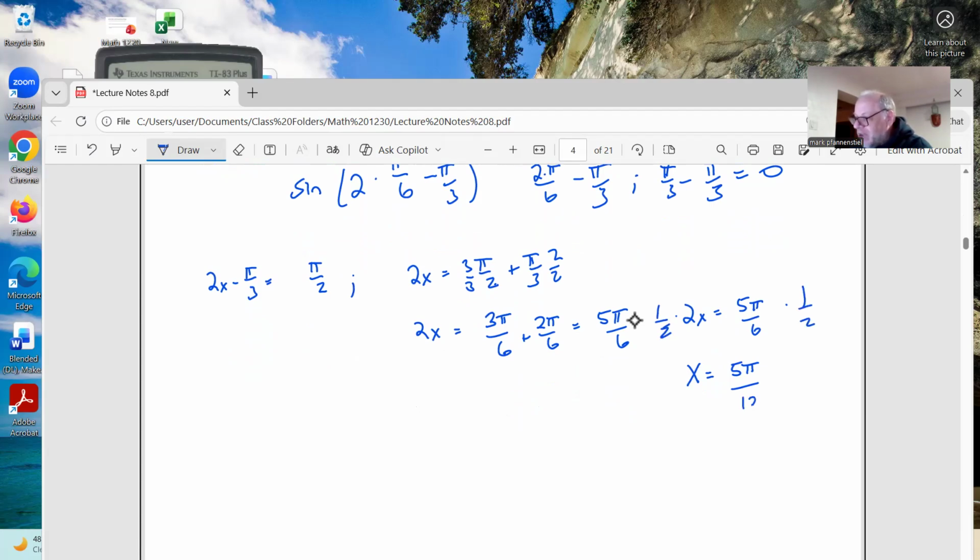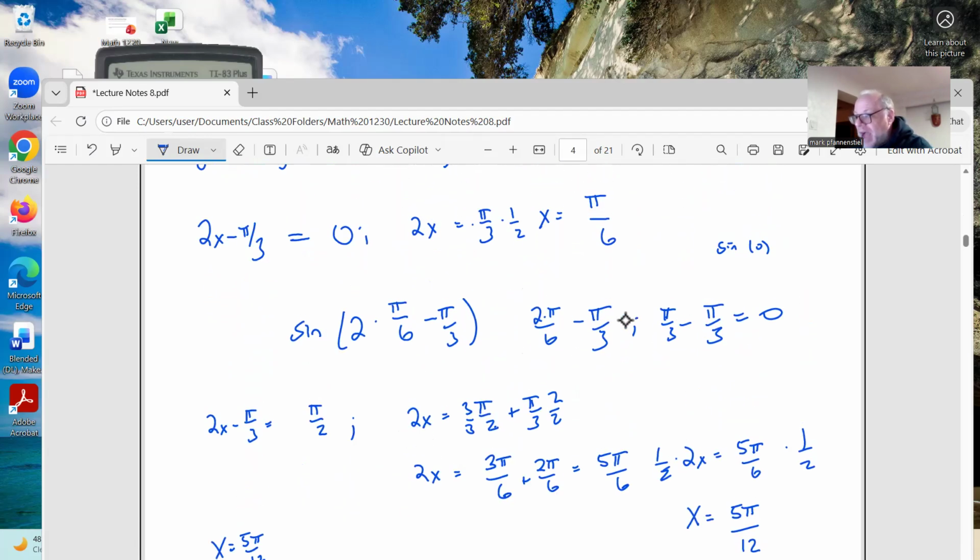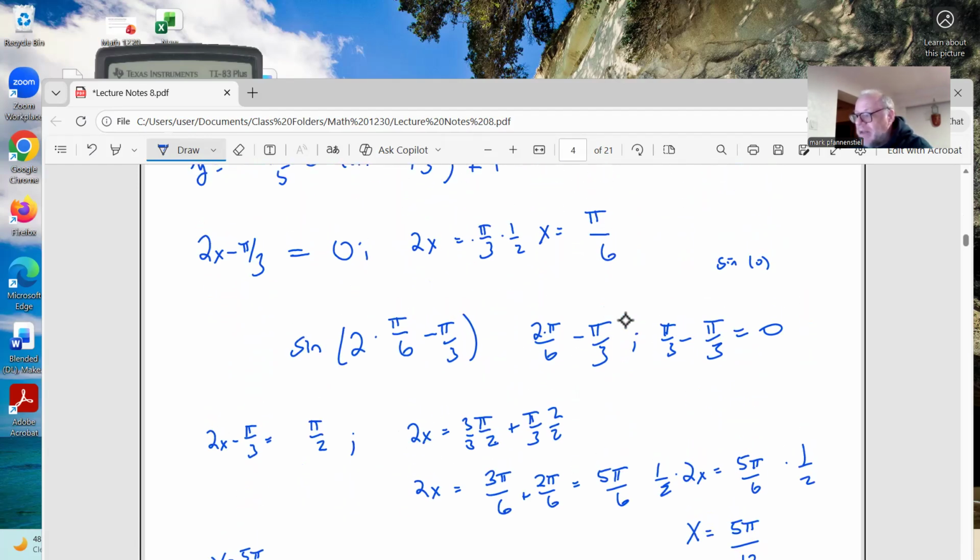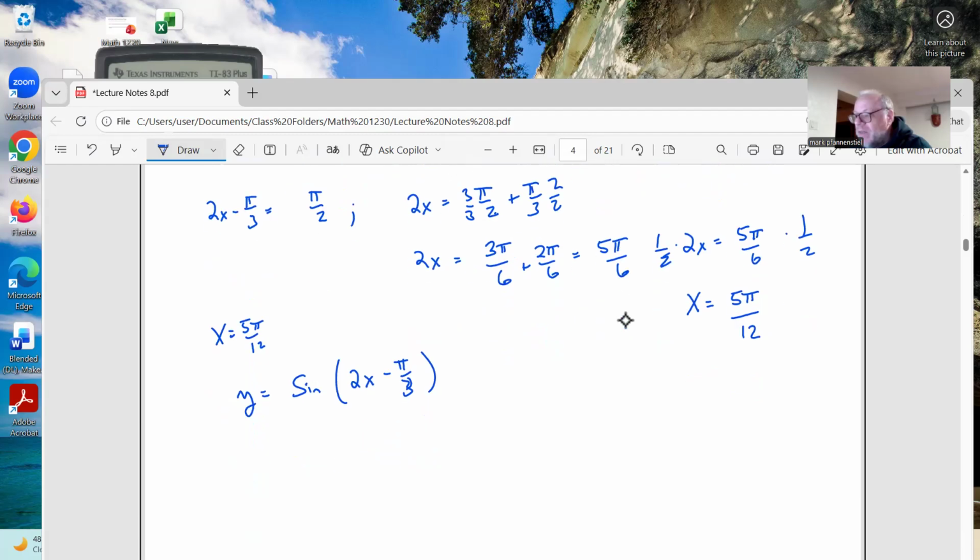That's going to be 5 pi over 12. When x is equal to 5 pi over 12, what is the value of y equals sine of 2x minus pi over 3? Let's go ahead and figure that out. We're just trying to make sure that we're doing the right things here. So I'm going to go ahead and plug in my 5 pi over 12.